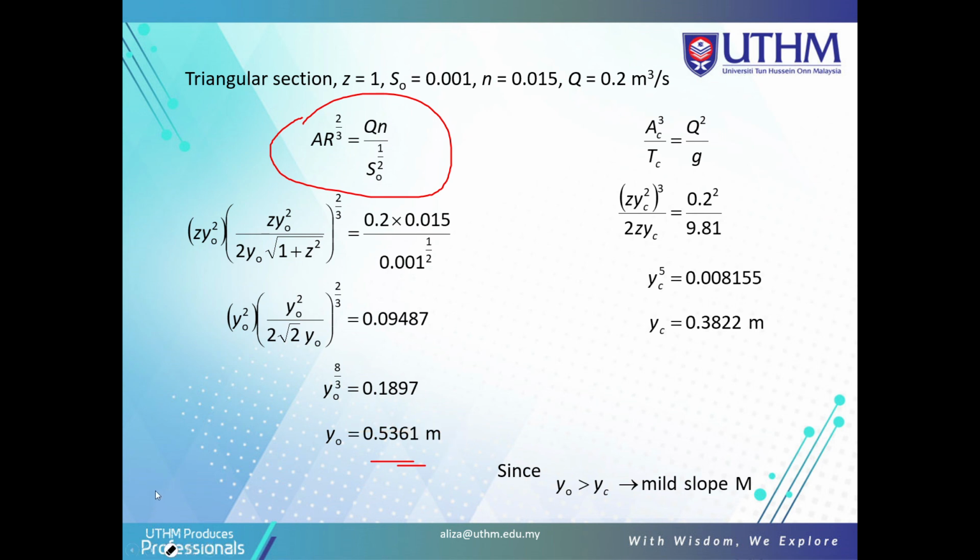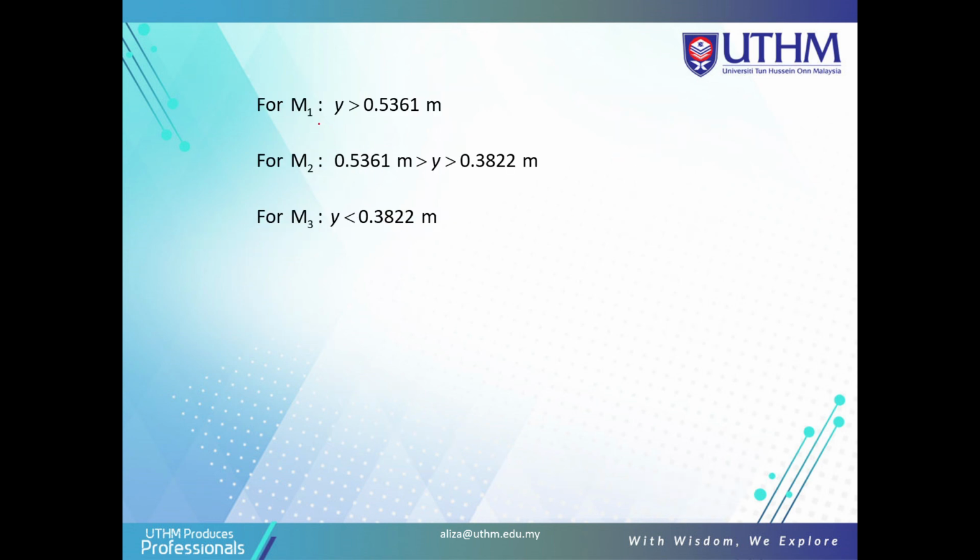After you get the value of Y naught, you find YC. Because this is a triangular section, you must use this formula, also referring to chapter 2. So you get YC, and Y naught is more than YC, so this is a mild slope M. For M1, Y is 0.5361 meters. For M2 and M3, you can also use this concept.